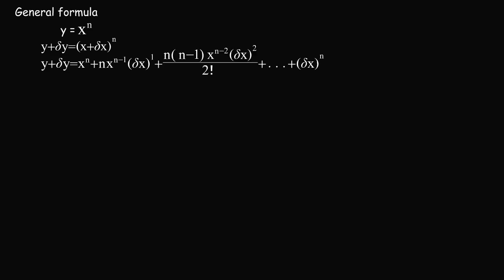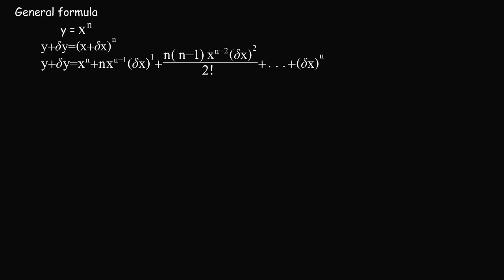Now expanding this using binomial expansion, y plus delta y will be equal to x to the power of n plus n x to the power of n minus 1 delta x plus n in bracket n minus 1 x to the power of n minus 2 delta x squared divided by 2 factorial plus it goes on and on to plus delta x raised to the power of n.